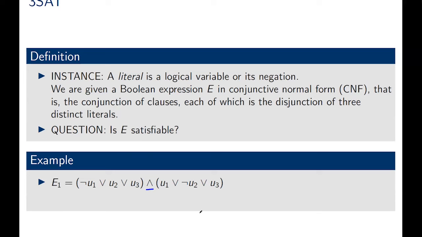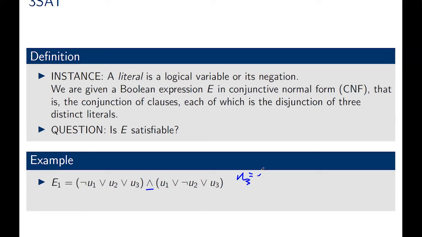This is conjunction, and that's why it is 3. And SAT is short for satisfiable, meaning is it possible to assign true and false to every one of our logical variables to make E true? In our example, it is easy to see that U3 is true.